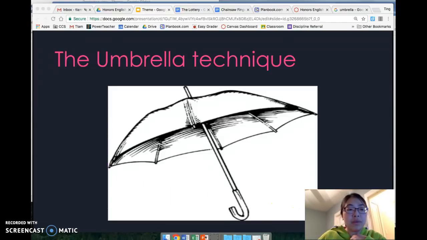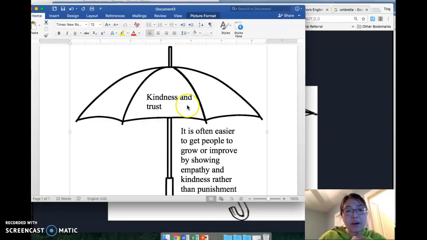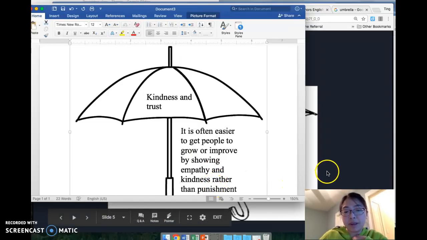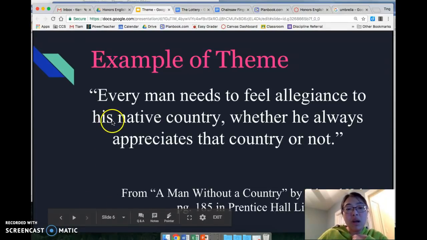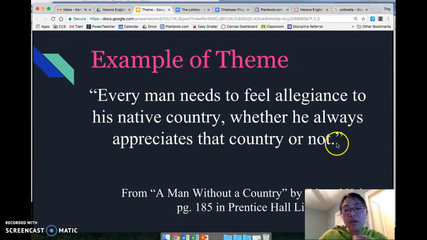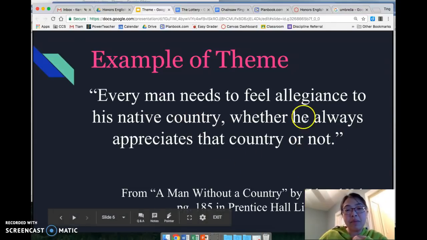All right, so let me show you what that would look like on your paper. I'm going to put kindness and trust up here inside the umbrella in your notes. And then down here on the side, as much as you can fit, it is often easier to get people to grow or improve by showing empathy and kindness rather than punishment. All right, so this is also a very good theme. That kind of maybe makes you think.